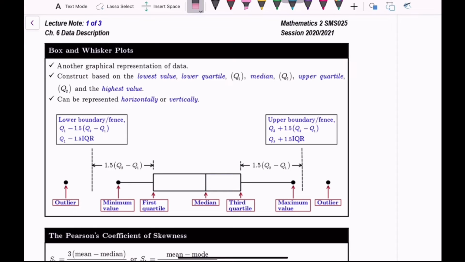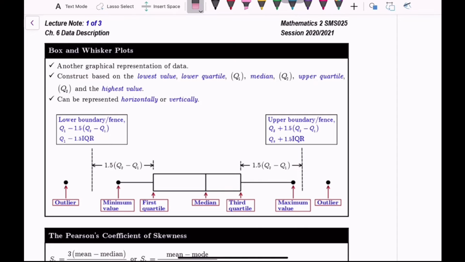Box and whisker plot. This is another graphical representation of data. It's constructed based on the lowest value, lower quartile Q1, median as Q2, upper quartile Q3, and the highest value. It can be represented horizontally or vertically. How to draw the box and whisker plot?